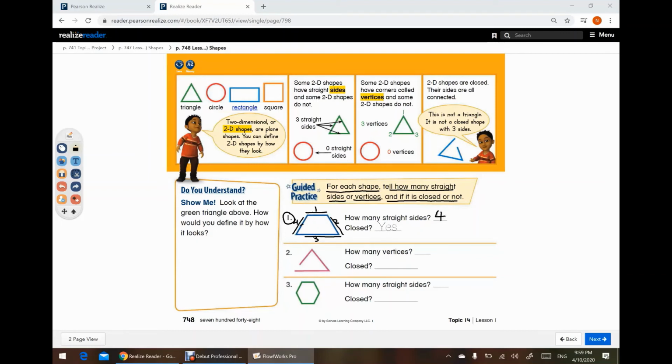Is it closed? So yes, this is closed, right? You can put your finger here and trace it. Try to trace it. If you start from this point, you should end on this point. So yes, it is a closed shape. Now, number 2. What about number 2?